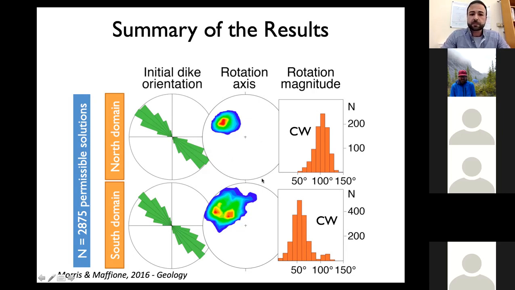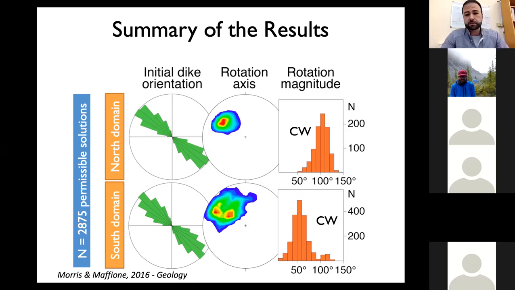Then the second type of solutions of the net tectonic rotation analysis is the rotation axis, which we modeled here. We showed the density distribution of the rotation axis. And again, what you see here is that those dikes have been affected by some kind of shallowly plunging rotation axis trending slightly to the northwest.